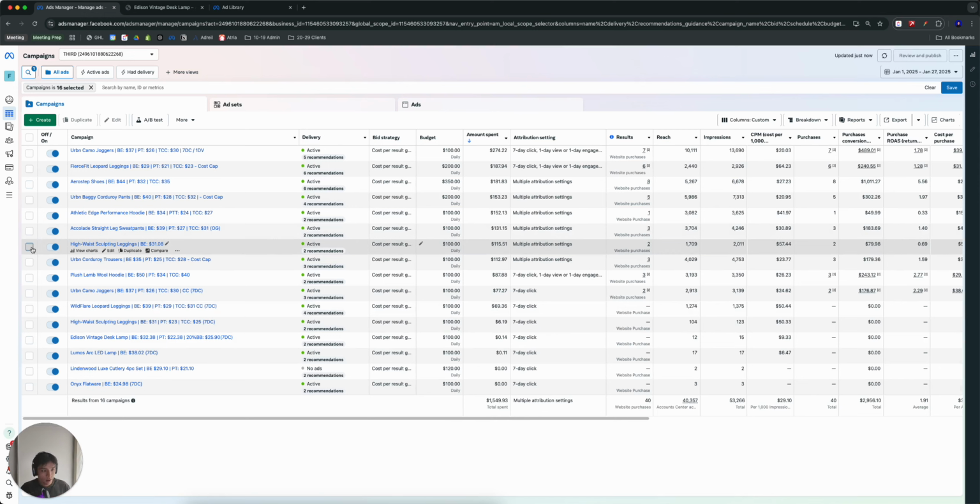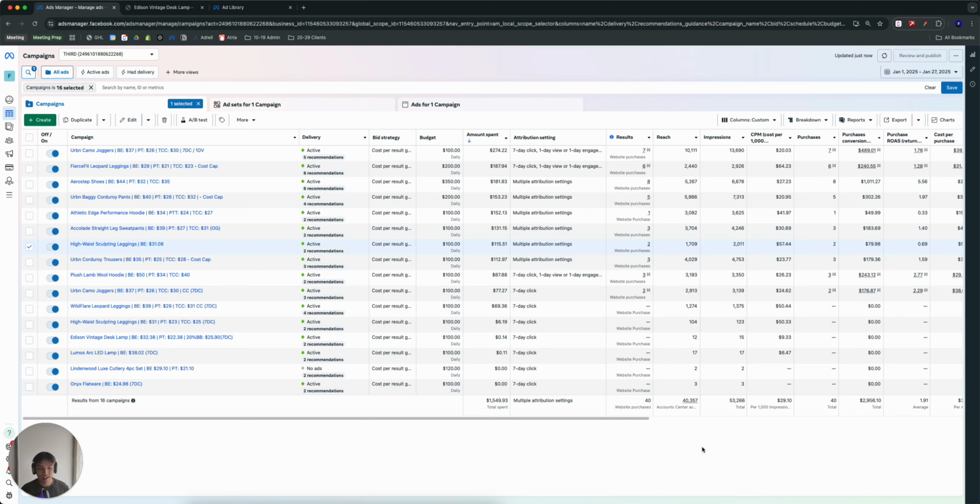So for example, these high waist leggings, $115 in spend, 0.69 return on ad spend. Imagine if I didn't have a cost cap. Imagine if that campaign was allowed to spend $100 every single day, and $300 or $400, $500 at a 0.6 return on ad spend would absolutely crush my wallet and my ad account. And so that's why I love this strategy.